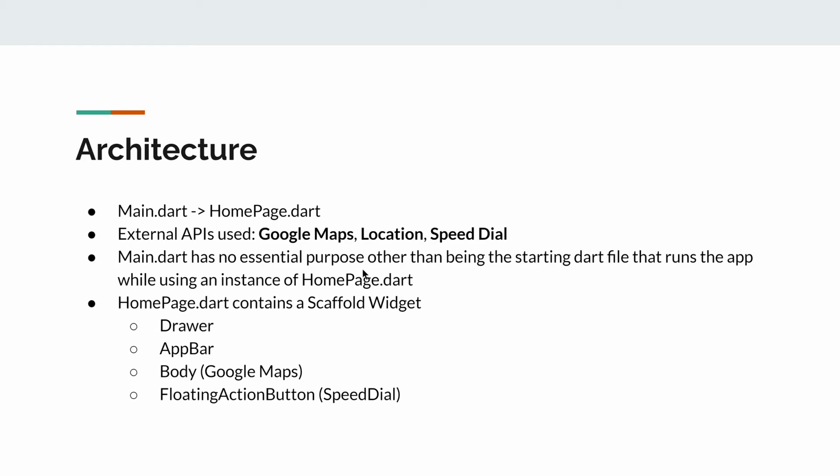So homepage.dart contains a scaffold widget. Flutter, as is well known, runs on widgets. It uses a scaffold encompassing widget that has four main widgets. A drawer, the top left thing in the app. An app bar that describes the current screen. A body, which is the Google Maps and makes up the majority of the screen. And a floating action button that is a speed dial, which gives three more options for the user.